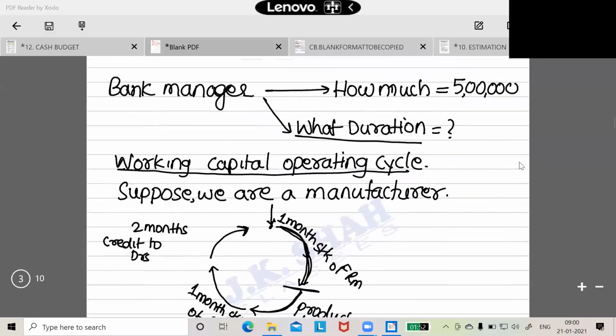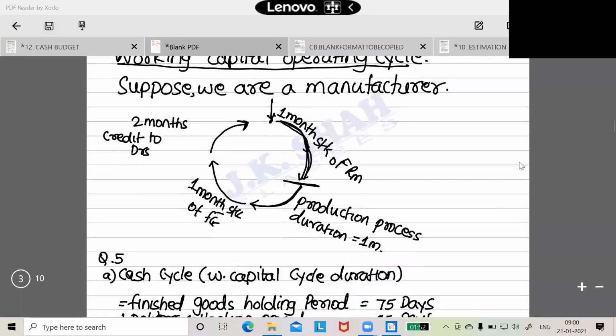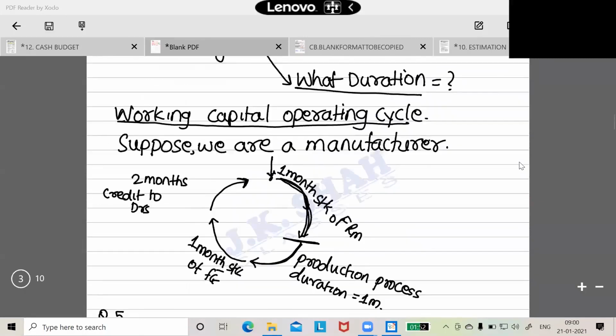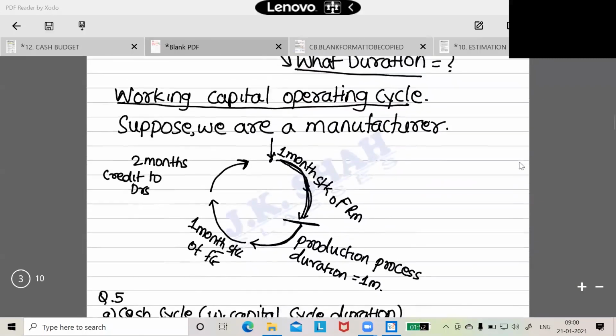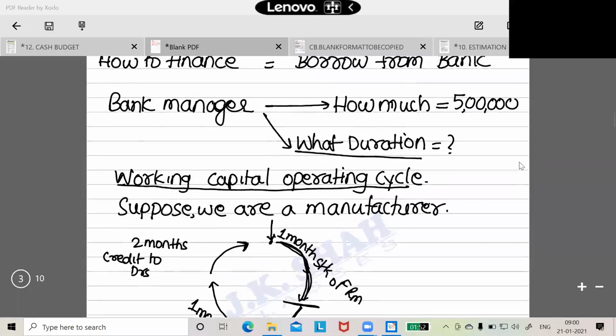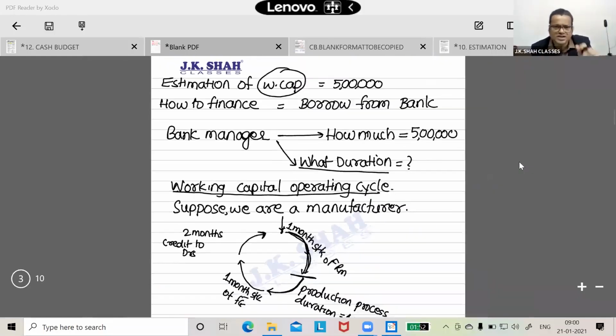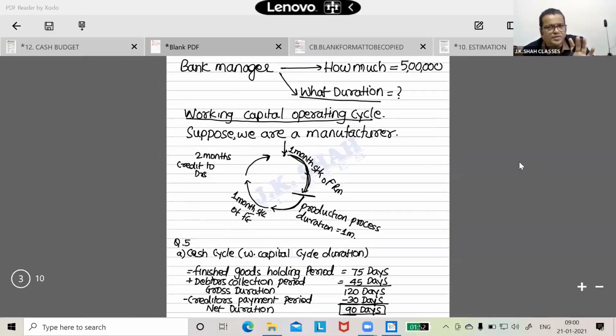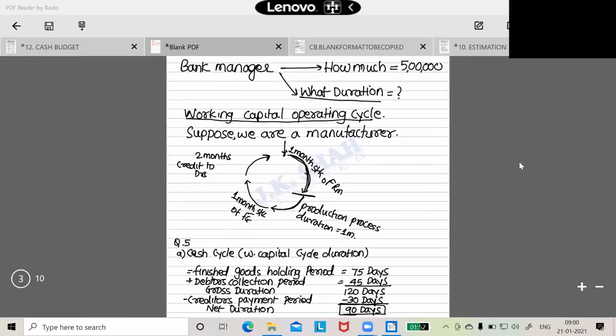Do you want to ask something? Yeah, tell me. Sir, I do not understand the creditors part. Why are we subtracting? I didn't get the logic behind it. Okay. First of all, did you agree that in the earlier example, up to 5 months you were okay? Yeah, up to 5 months I understood everything. Okay, fine. That's what I wanted.